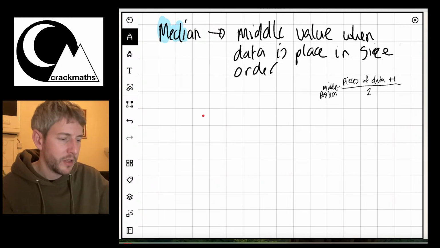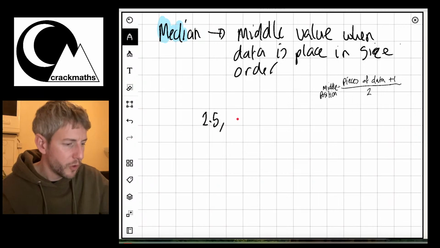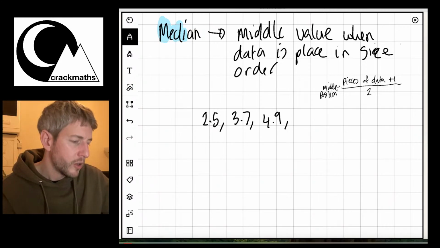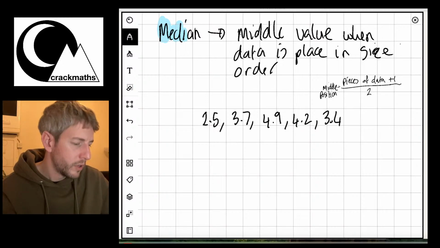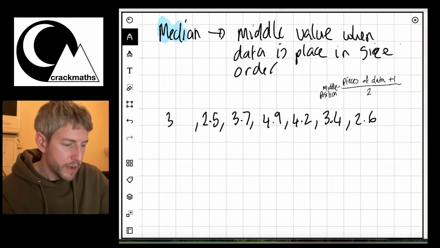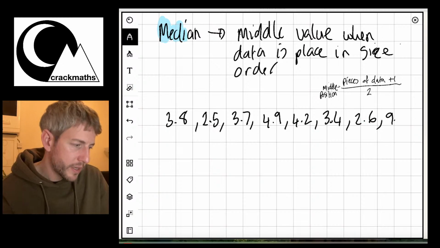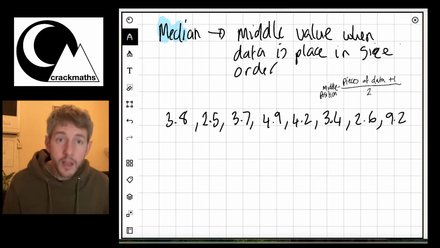So let's stick in some decimals just to make it interesting. 2.5, 3.7, 4.9, 4.2, 3.4, 2.6, 3.8, and one more, 9.2. Okay, so here we go.